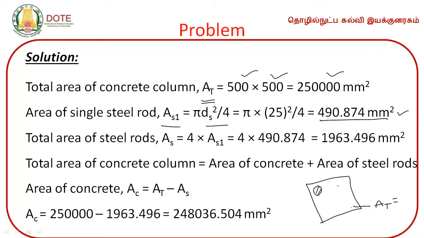How many rods do we have in total? We have 4 rods, so we have to find it for 4 rods. So the total area of the steel rods, AS, is equal to 4 into AS1, because all 4 steel rods have the same diameter. So the area is 4 multiplied by the area of 1 steel rod, which is 1963.496 mm square. So the total area of steel rods is given by 1963.496 mm square.